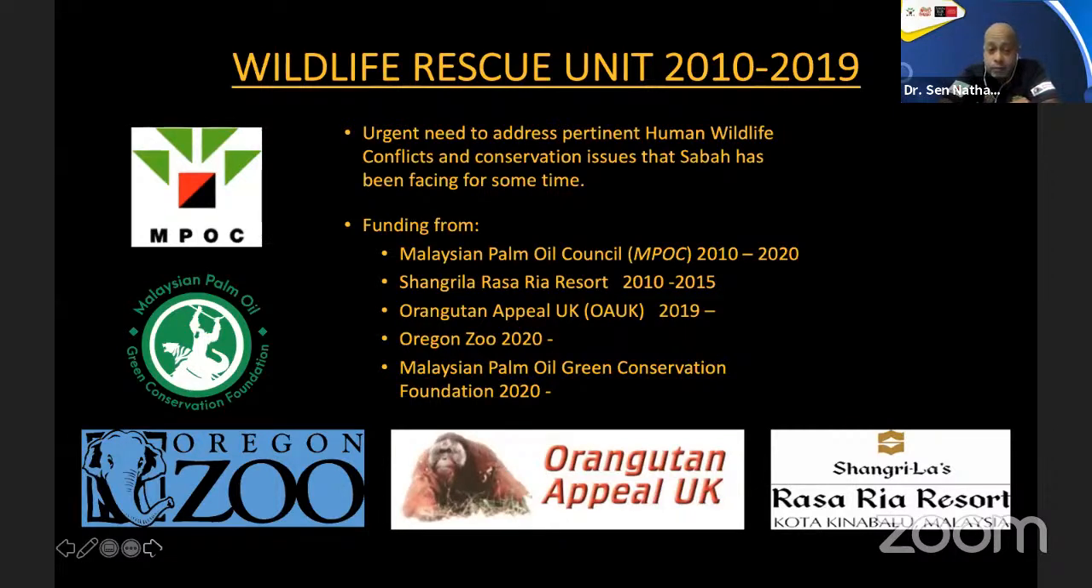As of 2020, mid-2020, the Malaysian Palm Oil Green Conservation Foundation was formed. And I think what has happened, the Malaysian Palm Oil Council has, in a way, handed over the responsibility to MPOC-GCF to assist the Wildlife Rescue Unit in its funding capacity. But I'm safe to say that both MPOC and the Malaysian Palm Oil Green Conservation Foundation are in a way still assisting us in our funding of the work that we do.